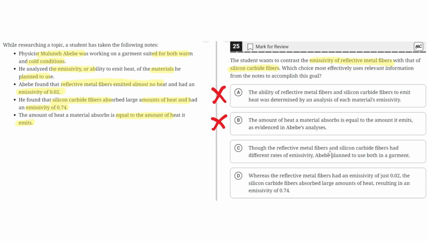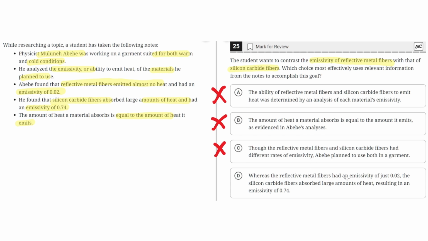C. Though reflective metal fibers and silicon carbide fibers had different rates of emissivity, Abebe planned to use both in a garment. This is incorrect because although it does say that these two fibers had different rates of emissivity, it focuses on how he planned to use both in a garment. So C is incorrect.